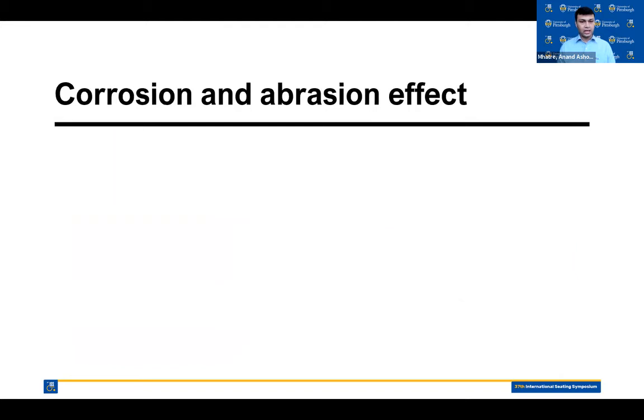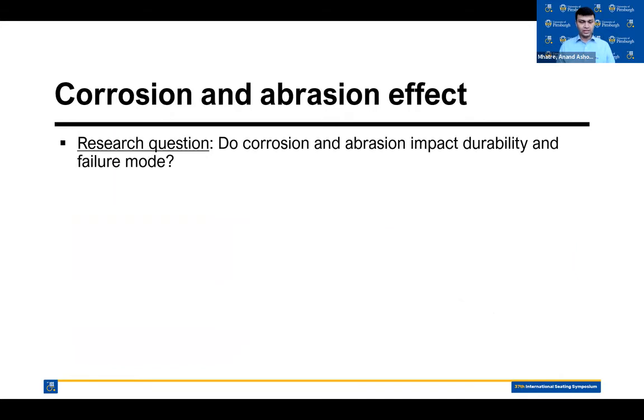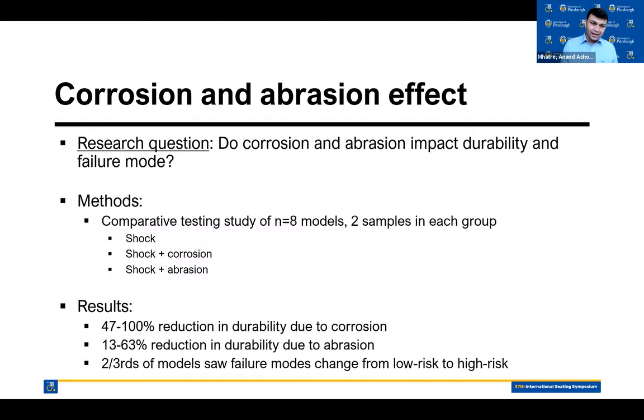Once corrosion and abrasion were simulated, we did a short experimentation to really understand: are these two factors affecting caster durability in the laboratory? There were some comparative testing studies. I don't want to spend a whole lot of time on this. The results of this study were very significant. We found that with the caster models tested, there was 47 to 100% reduced durability due to corrosion, and 13 to 63% reduced durability due to abrasion.